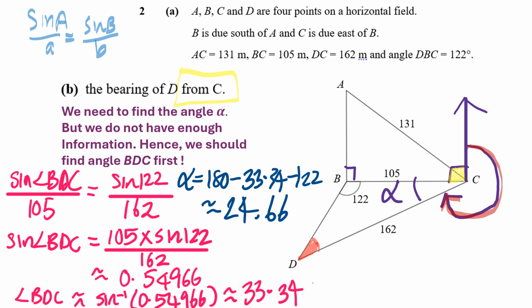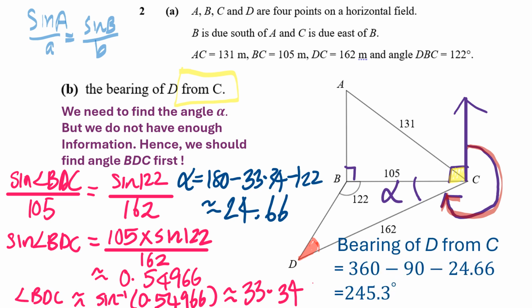So therefore, now we can find the huge angle there, the reflex angle there, which is just 360 minus 90 minus 24.66. And the bearing will be 3-digit, which is 245.3 degrees to 1 decimal place. Okay, right. So the first two parts are relatively manageable. The later parts are the ones that are a little bit more challenging.